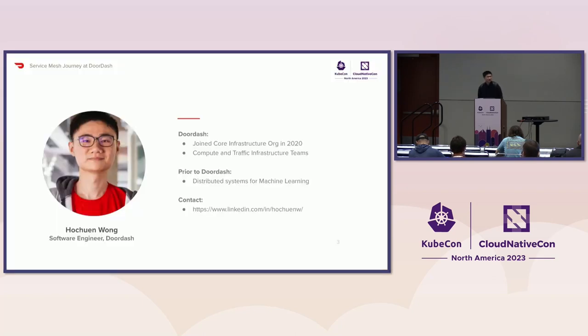My name is Hochuen. I've been a software engineer on the DoorDash core infrastructure team since 2020, mainly focusing on compute and traffic infrastructure. Before that, I was working on building distributed systems for machine learning at several startups, until I realized that's probably just too hard for me.